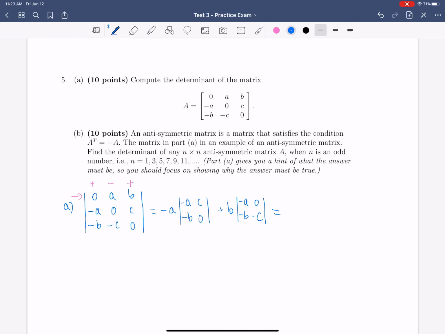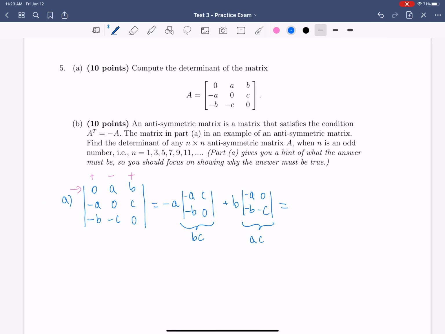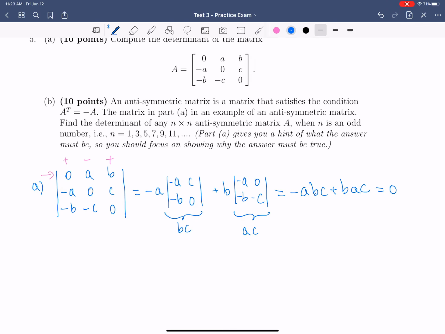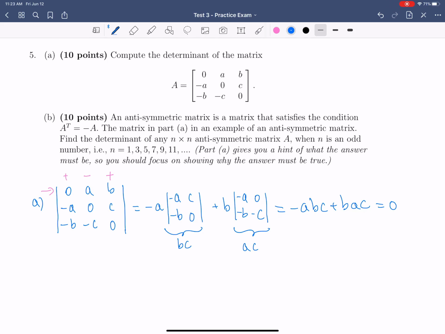So what do I get from the first? What is this determinant? So that would be negative A times 0, which is 0, minus negative B times C. So minus times minus gives me B times C. And here, this is a lower triangular matrix, so the determinant is just the product along the diagonal, which happens to be A times C. And so what I get in the end is minus ABC plus BAC, and since these are numbers, I have commutativity. This is just 0, right? So that's a nice number. I like zeros.